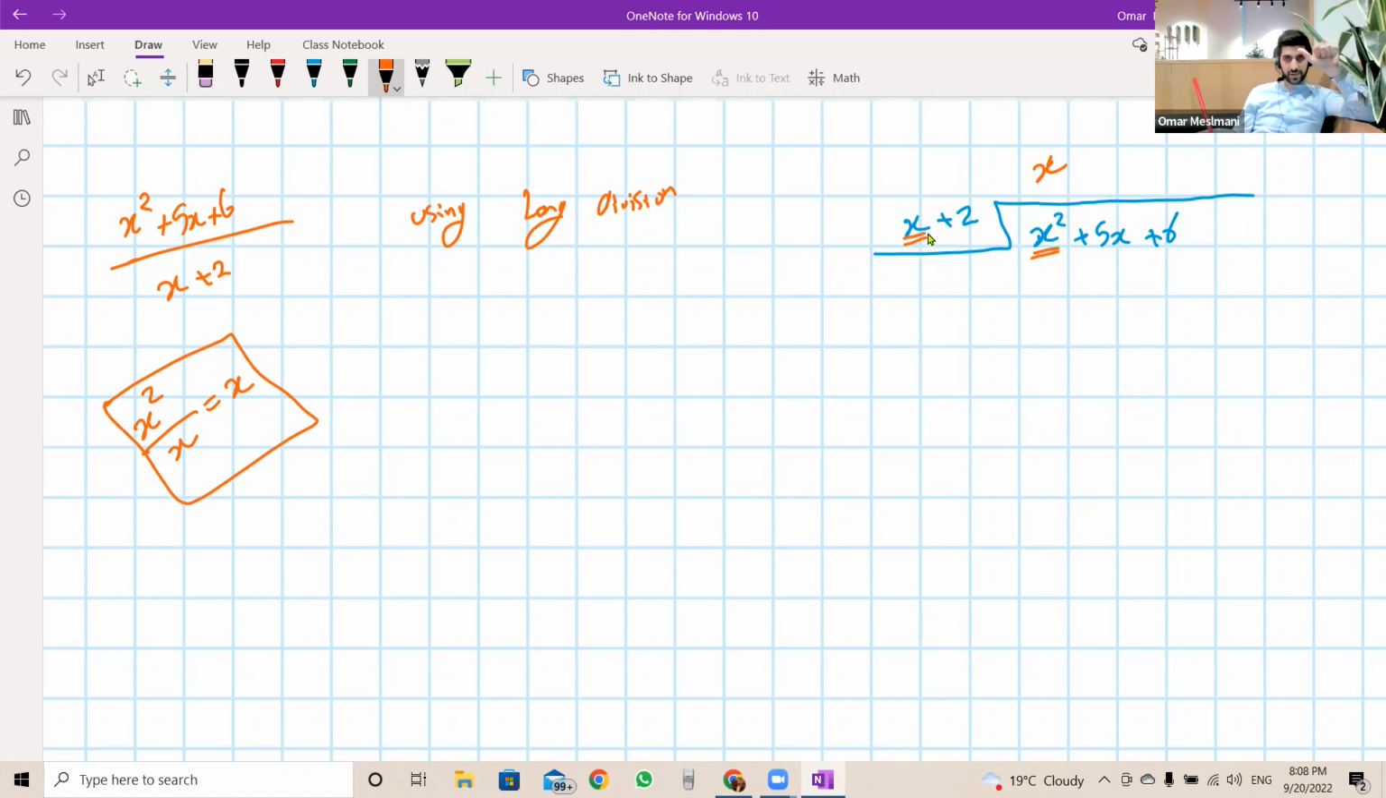X, like the first value in here, the first value in there. And then multiply inside. X times x, it is x squared. X times 2, it is going to be 2x. Do you see what I'm doing?